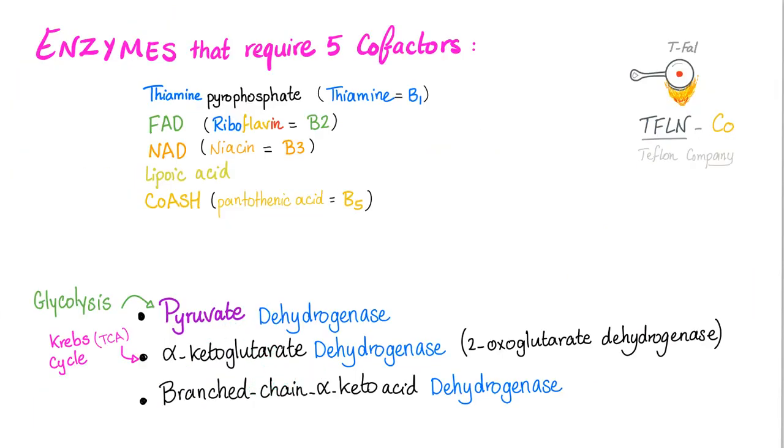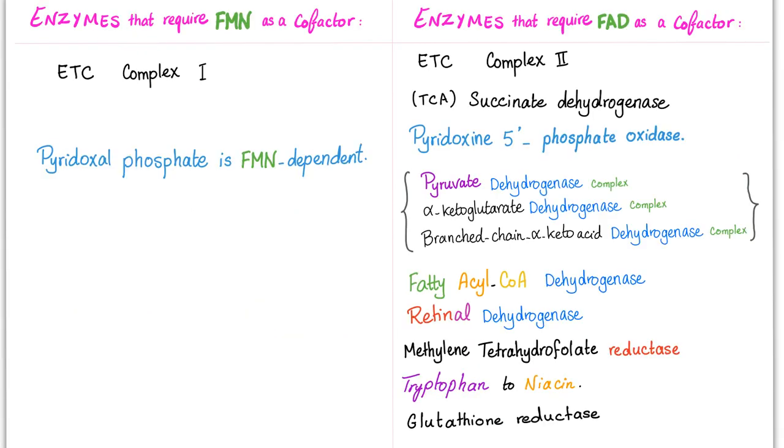These three enzymes require five cofactors in order to function. And we have discussed them in the previous video. Pyruvate dehydrogenase complex, alpha-ketoglutarate dehydrogenase complex, and branched chain alpha-keto acid dehydrogenase complex. So here are the enzymes that will require FMN, and these are the enzymes that require FAD. FMN are easy. You have the complex 1 in the electron transport chain and pyridoxal phosphate. Pyridoxal phosphate is the famous PLP.